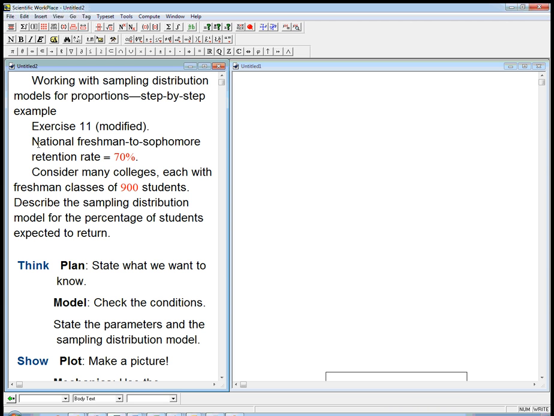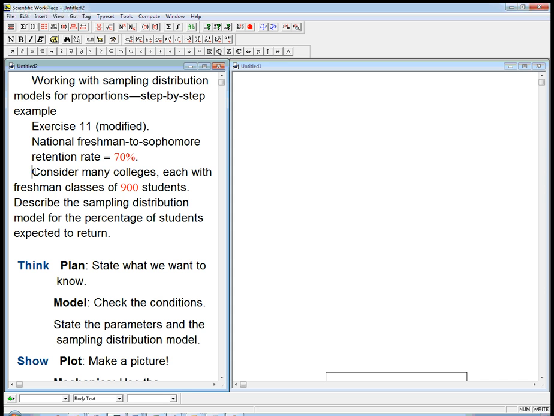It says that the national freshman to sophomore retention rate for college, the percentage of freshmen who go on to become sophomores, is 70%. Let's assume that. Here's the situation. It might seem a tiny bit artificial, but it's really central to what we're leading up to statistically. Let's look at a bunch of different colleges, and let's say they all happen to have freshman classes of exactly 900 students for simplicity. We want to describe what's called the sampling distribution model for the percentage of students expected to return.